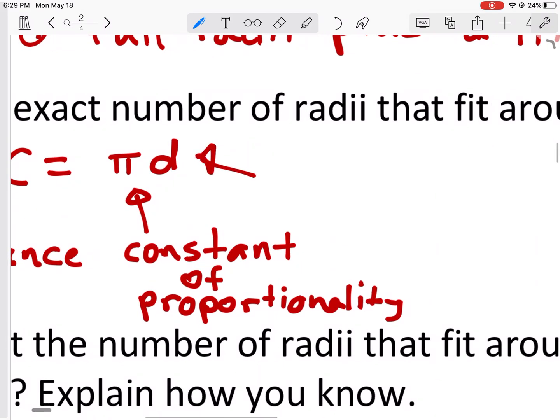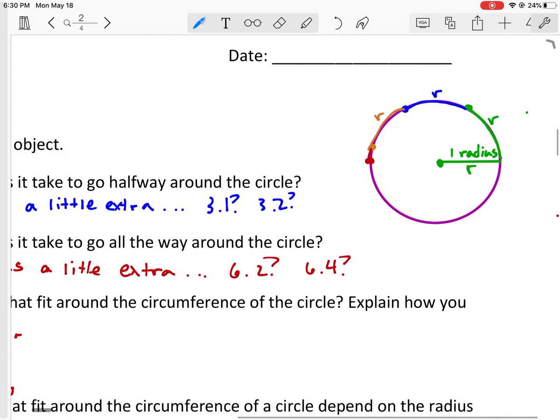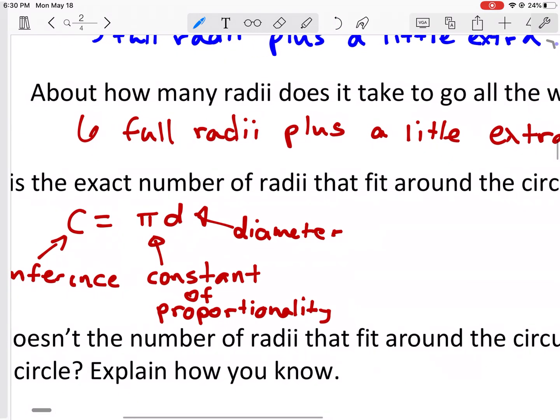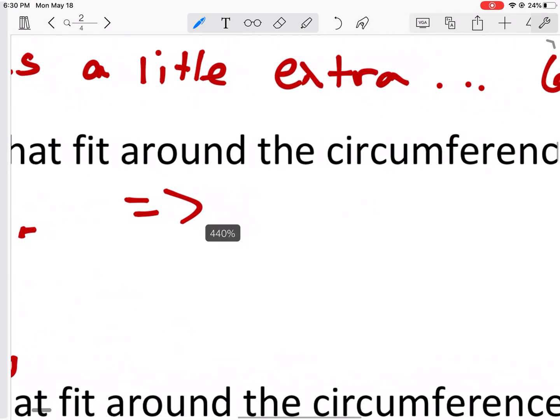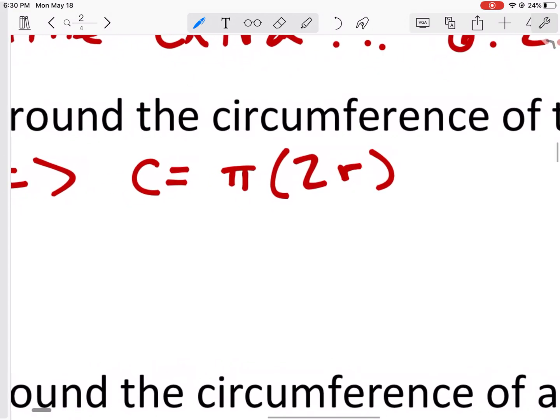And this is the diameter. Well, we can also write that in terms of radius. We know that the diameter is all the way across the circle, which is just 2 radii. So I could also just say that the circumference is equal to that constant of proportionality pi times 2 radii, because that's equal to 1 diameter. Multiplication is commutative, so the order doesn't matter. So we could arrange that as 2 pi r.